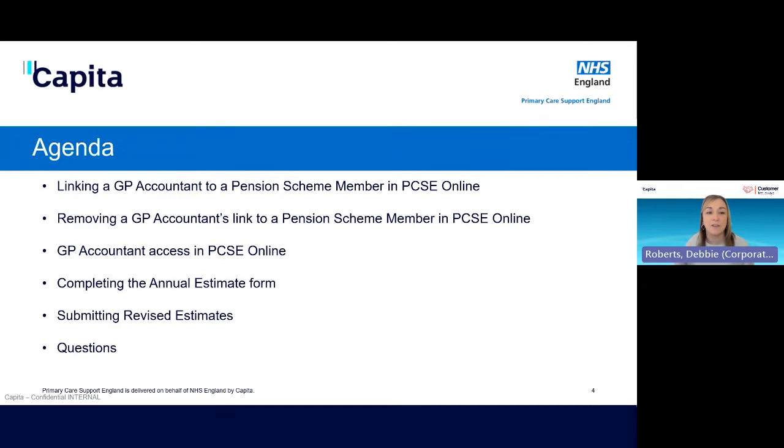Okay, so just having a quick look at the agenda then. We're going to be starting off by looking at linking a GP accountant to a pension scheme member in PCSE Online. We'll then have a look at how you remove a GP accountant's link to a pension scheme member in PCSE Online. And then we'll have a look at the GP accountant access within PCSE Online. We'll then jump on to completing the annual estimate form and how you can submit a revised estimate. And we will end on questions, but like I've already said, we will be pausing for questions throughout the session as well.